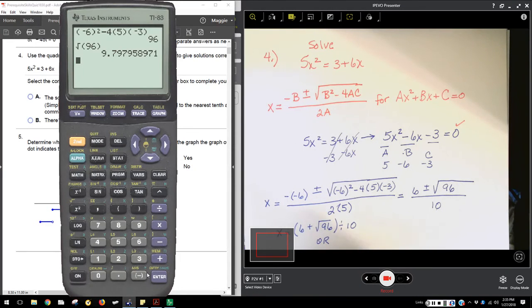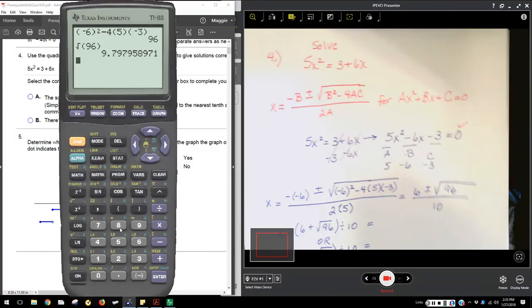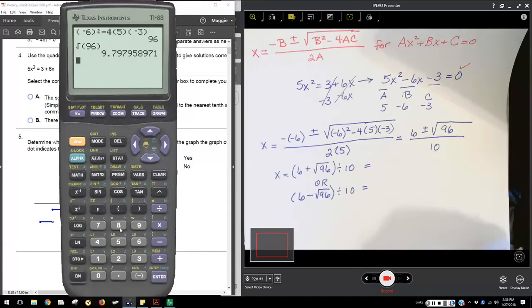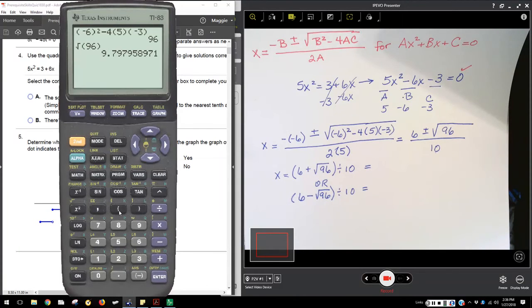And then I'm also going to have to do the calculation for 6 minus the square root of 96 and divide that by 10 and get two different answers, both of which I will round to the nearest tenth. So here's how we're going to do that. Start off with the parentheses, 6 plus square root 96, close the parentheses in front of the 6, divide the answer by 10.